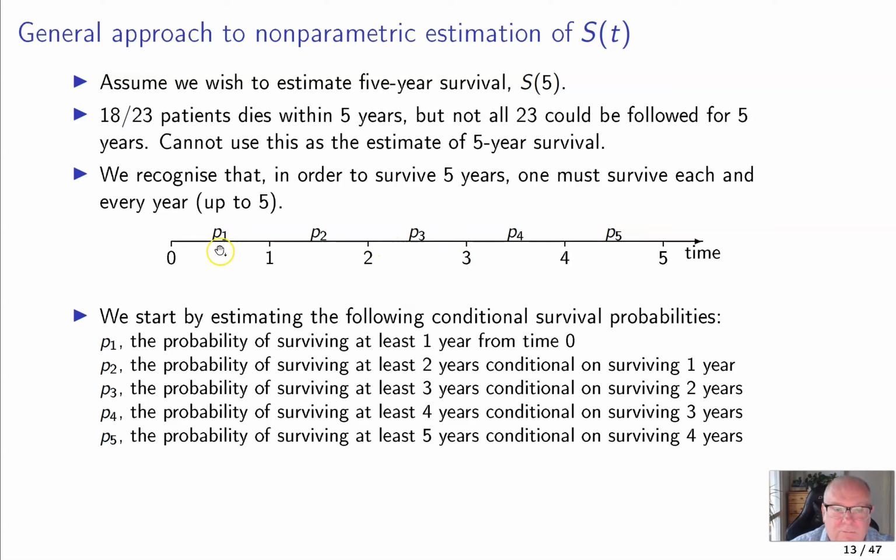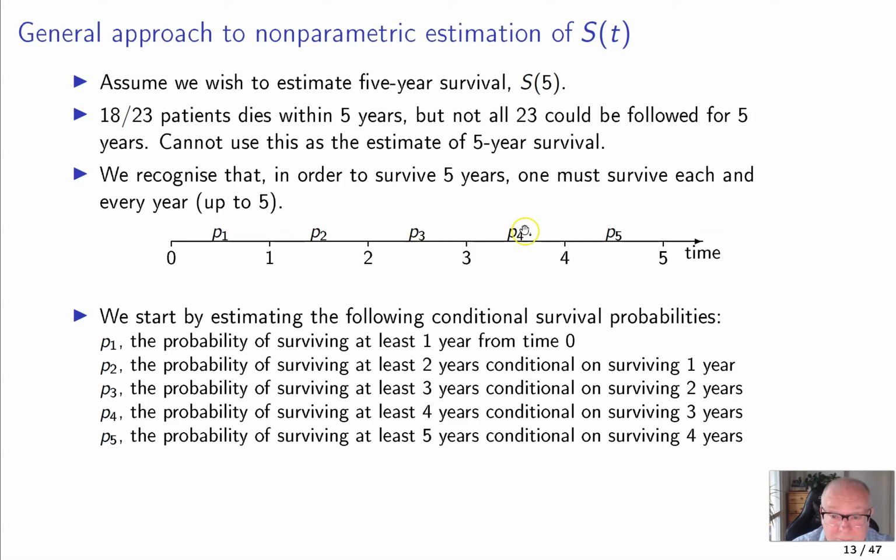So this is a probability. P2 is a conditional probability: the conditional probability of surviving 1 more year, given you've already survived 1 year. So once we know these 5 probabilities, how do we get the probability of surviving 5 years?